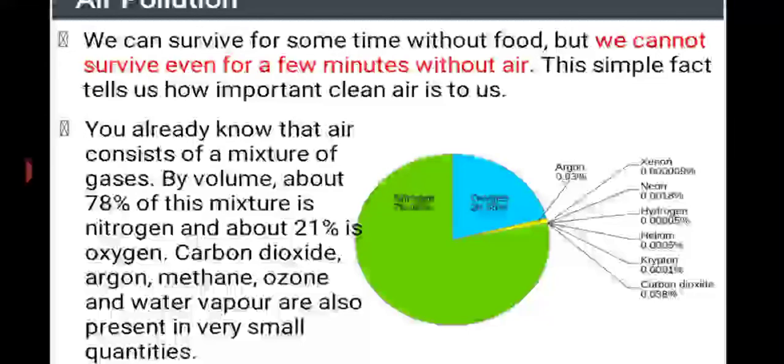That is why air is called a mixture, not a pure gas.